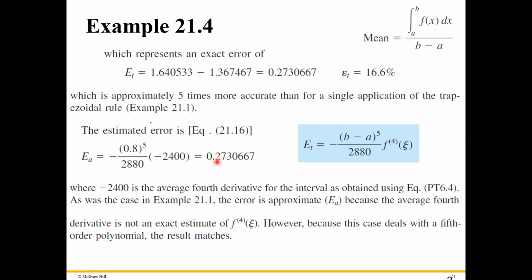Okay, so this is how we can find the approximate error. You will need to find the fourth derivative and then its average value by using this formula.